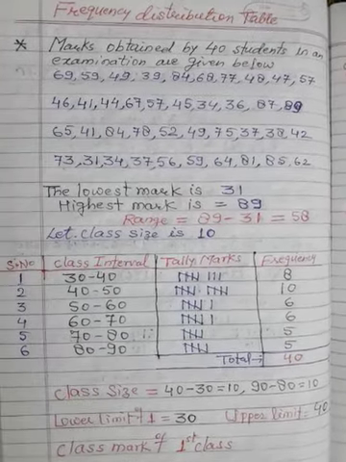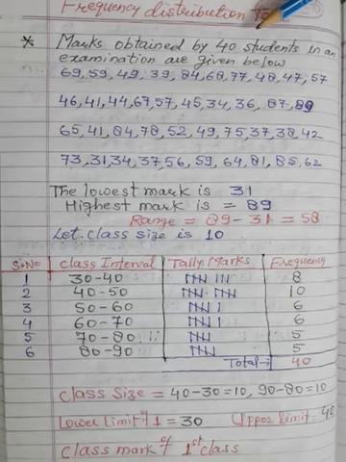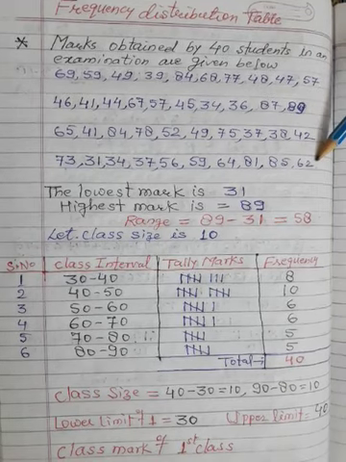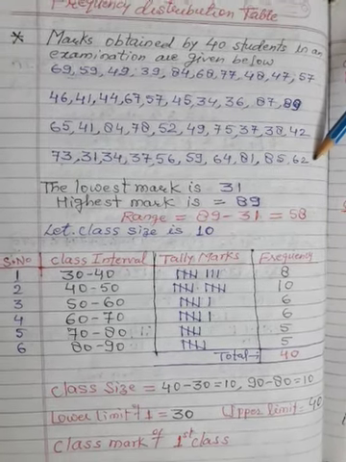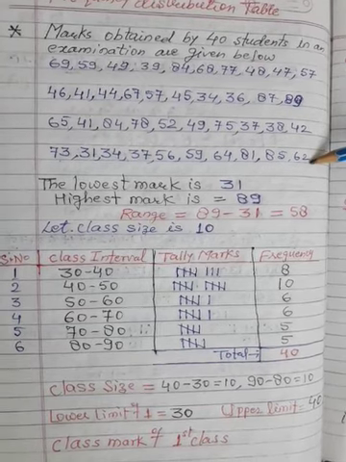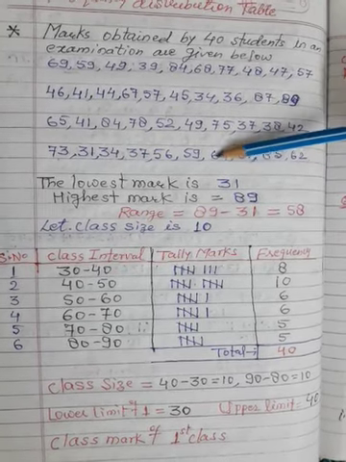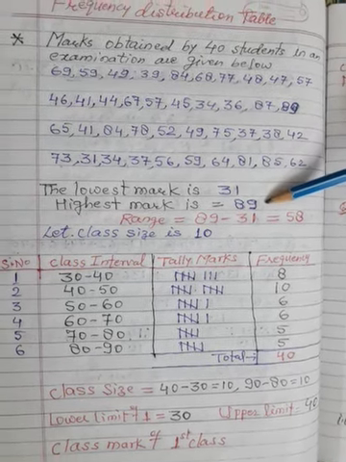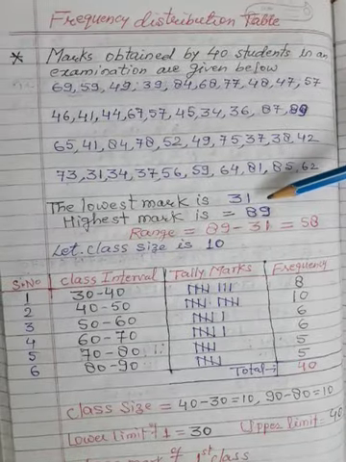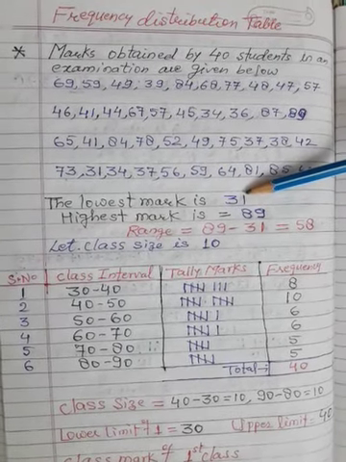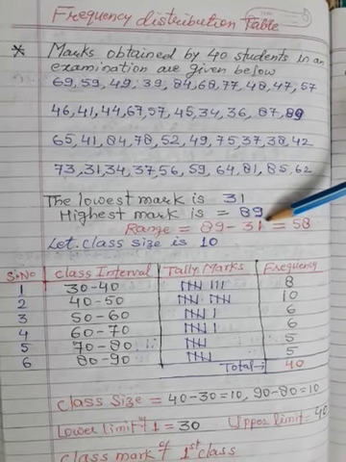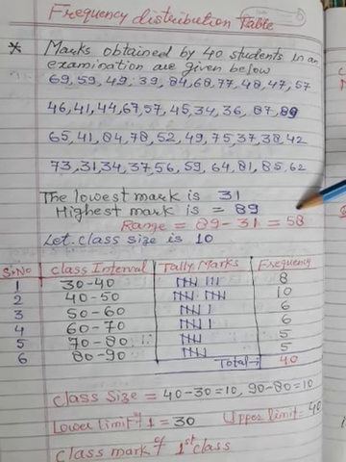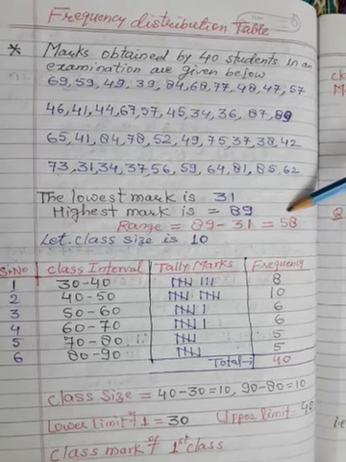Now here is some data. Marks obtained by 40 students in an examination are given below. These are the marks obtained by the students out of 100. From this data we observe that the lowest mark is 31 and the highest mark is 89. So range is equal to the highest marks minus the lowest marks. Highest marks 89 minus 31 comes to 58. This is called the range. Highest minus lowest gives you the range.